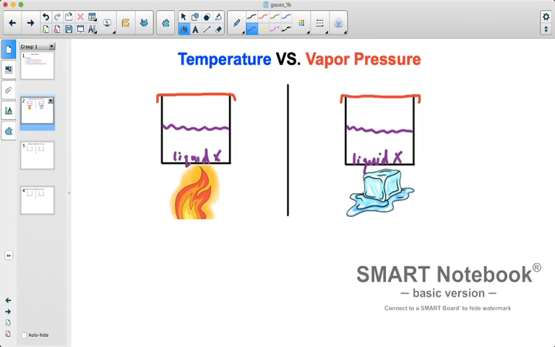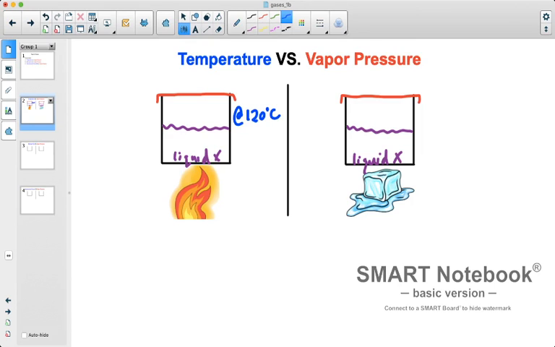Now, since we're looking at the relationship of temperature, we want to change the temperature somehow. And the best way to do that is put it either under fire or put it under ice. So let's look at the left side first. On the left-hand side, by putting it under a flame or a Bunsen burner, we now raise the temperature to about 120 degrees Celsius. We're forcing the liquid to become hotter because it's receiving some heat energy.